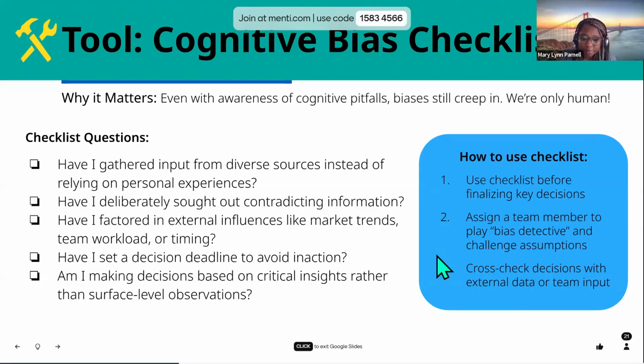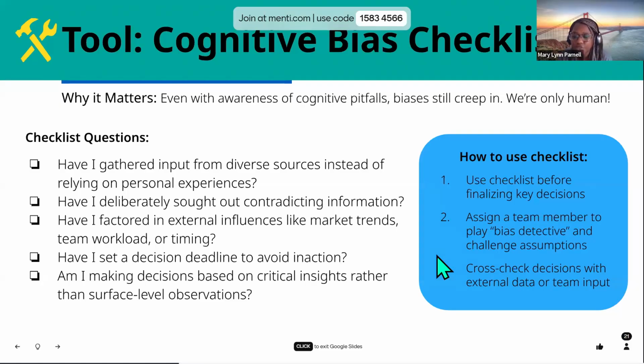Have you factored in external influences like market trend, team workload, timing? I think we're in the middle of Prime Day. Have we looked into how those things are affecting what's happening? Have you set a decision deadline to avoid inaction? Are we really motivated to making a decision? And are you making decisions based on critical insights rather than surface level observations?